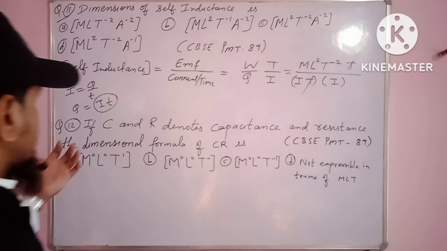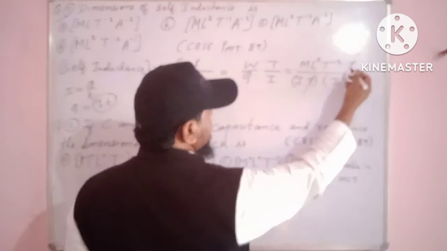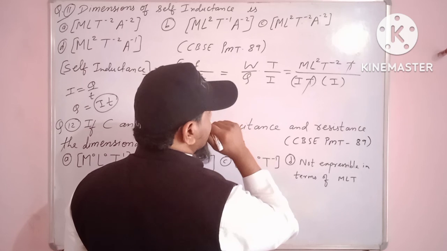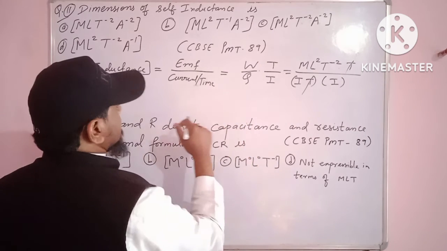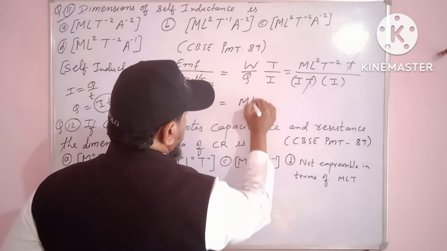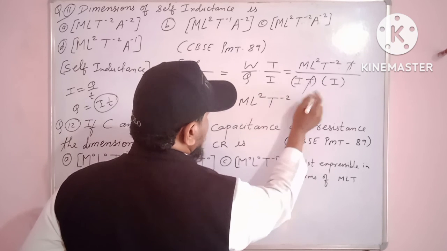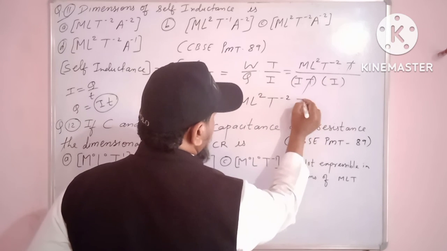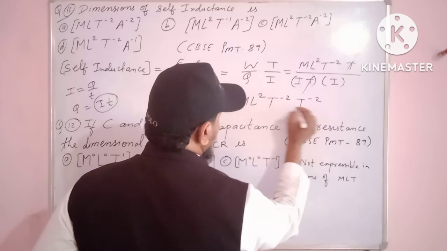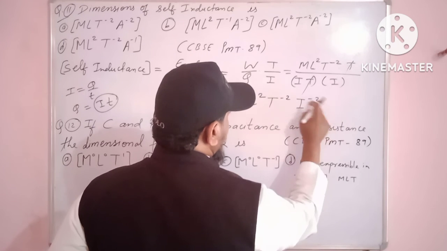Now in ML square T power minus 2 into T, this T will get cancelled. What is left? M L square T power minus 2, and I square in the denominator becomes I power minus 2 in the numerator. So ML square T power minus 2 I power minus 2.